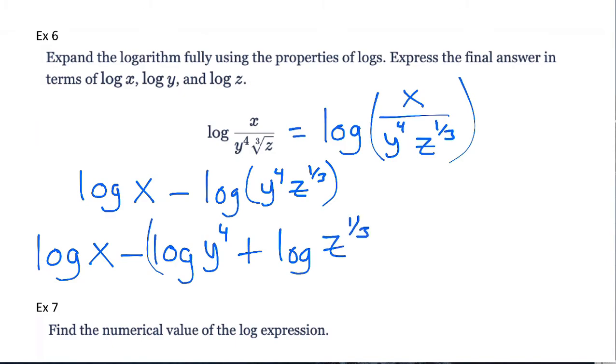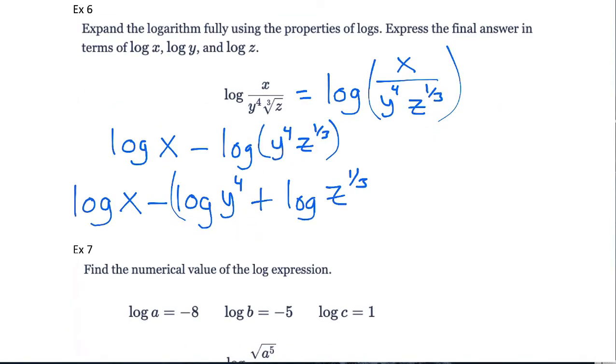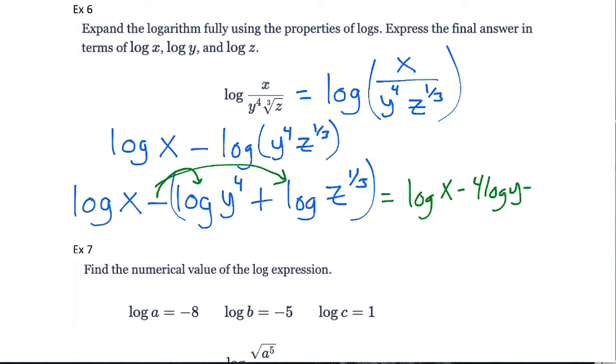Now I'm going to do one more step on this. I'm going to try to space it out here, but I'm going to do one more step. The thing that I'm going to do is I'm going to distribute this negative through to both things in here, and I'm going to bring those powers down. So I'm going to write this as log x minus 4 log y minus 1/3 log z. And that was just because of the subtraction in there that I can put through to both things. Okay?